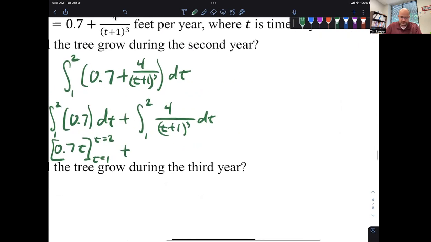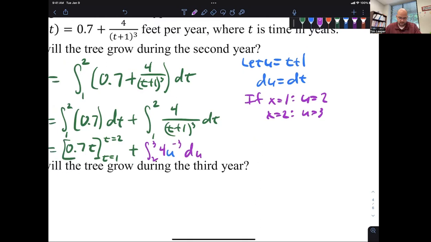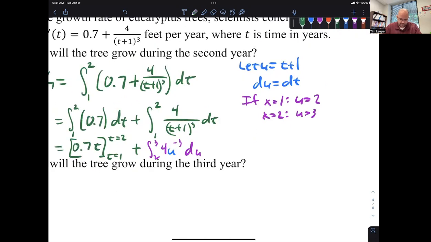But this one over here, we need to use a u substitution. So I'm going to let u equal the denominator there, t plus 1. So if that's the case, that means that du is dt. Wonderful. And if t equals 1, then u equals 2. And if t equals 2, then u equals 3. So really, this is the integral from 2 to 3 of 4 times u to the negative 3 power, du. And then I can go ahead and find the antiderivative here.